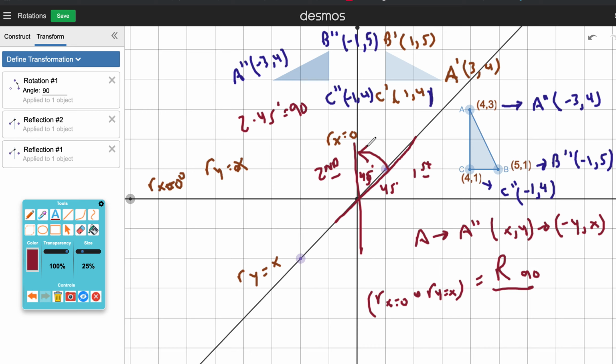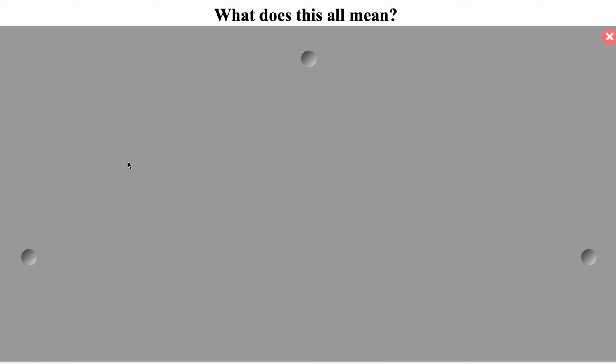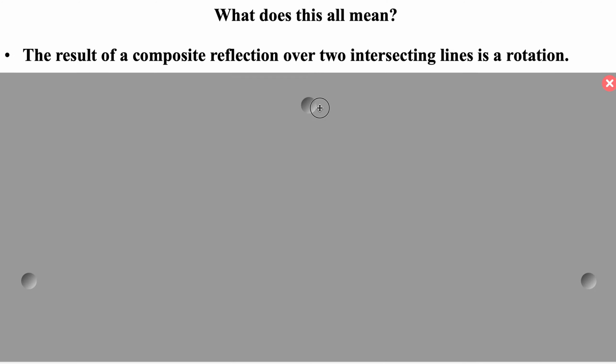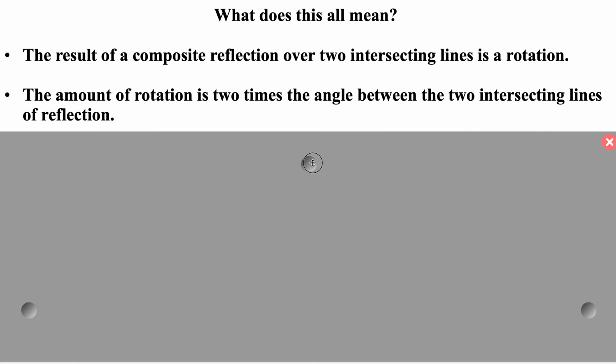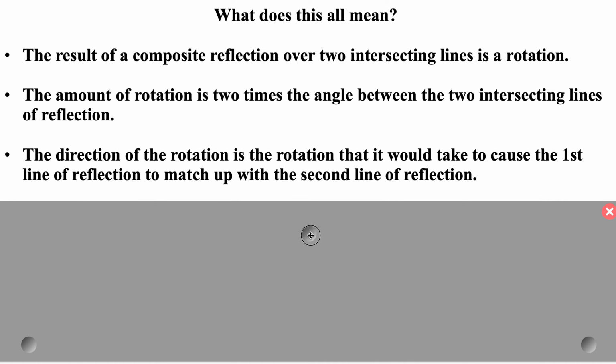That tells us the magnitude or the amount of the rotation. So, to sum up, the result of a composite reflection over two intersecting lines is a rotation. The amount of the rotation is 2 times the angle between the 2 intersecting lines of reflection, and the direction is the rotation it would take to cause the first line of reflection to match up with the second.